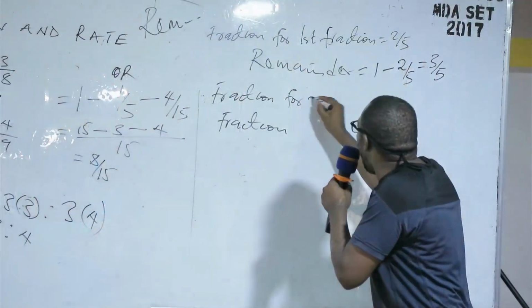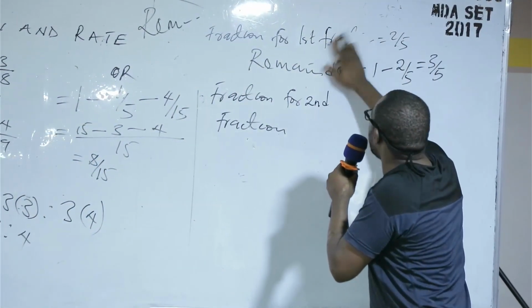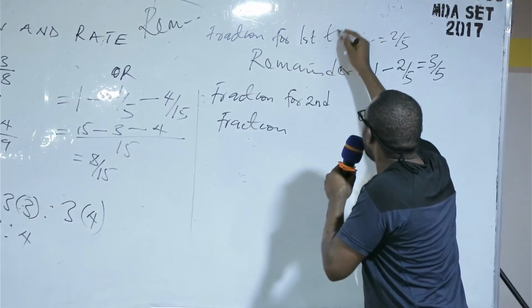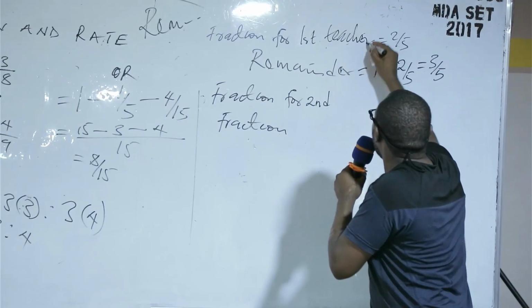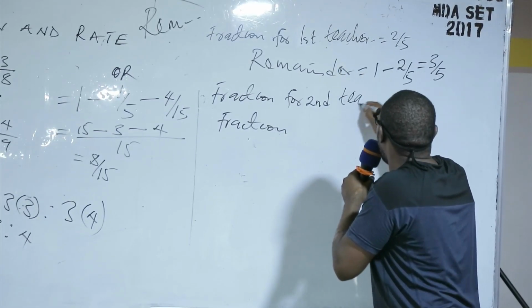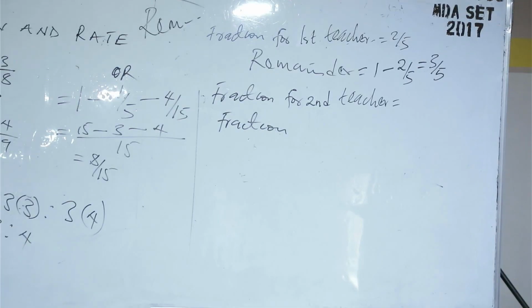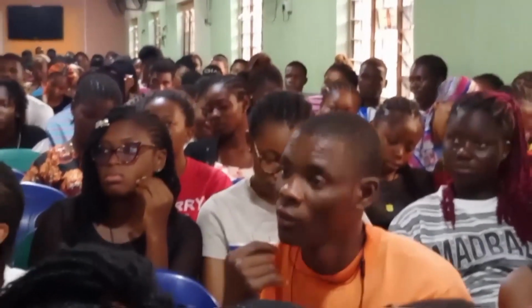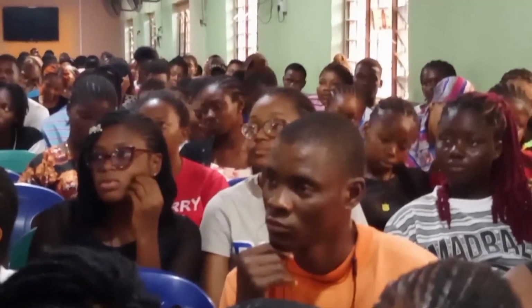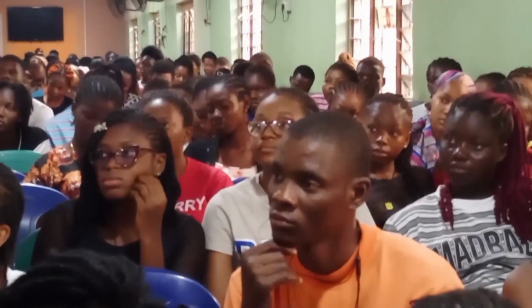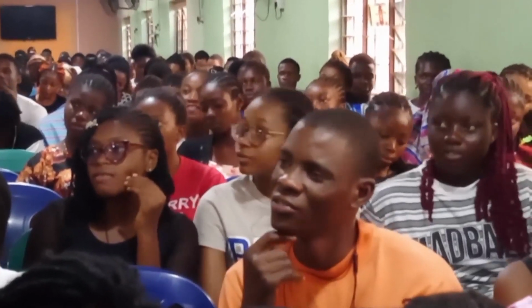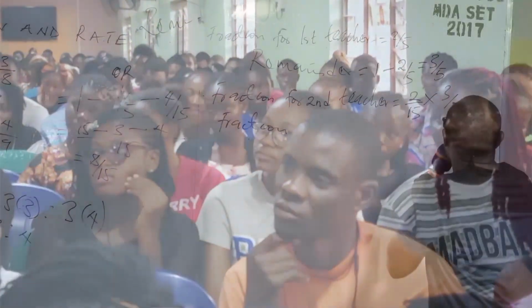Now, fraction for second teacher. Now, you read what the second teacher collected. Read. Of what? So, we have 2 over 15 of the remainder. And what is the remainder? Which is 3 over 5.